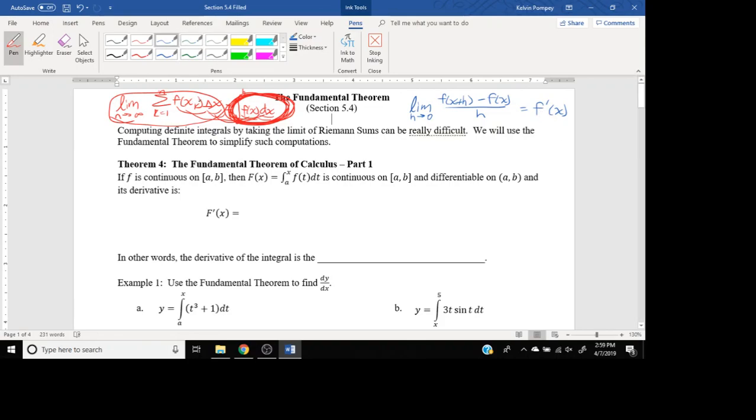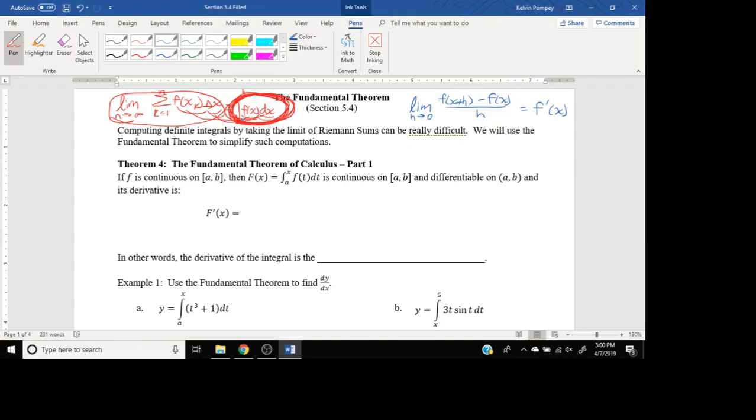Anytime we see a definite integral, we should be thinking about this limit sitting in the background. What we're going to do for the rest of the course is look at methods that will help us calculate this definite integral. One tool that helps us get there is the fundamental theorem of calculus. There are actually two parts to this theorem. We're going to discuss part one now.